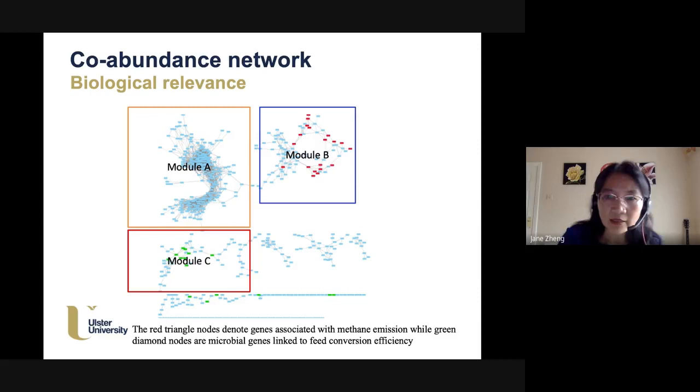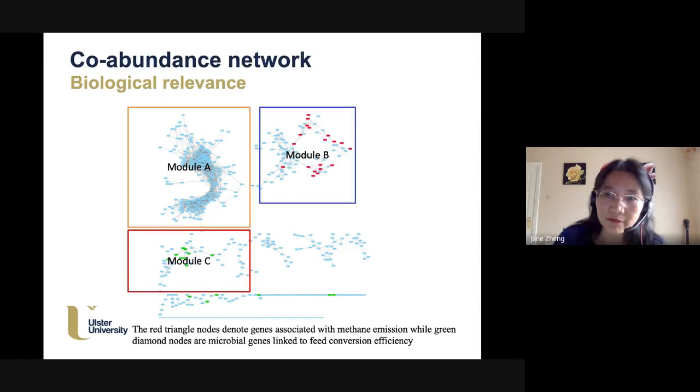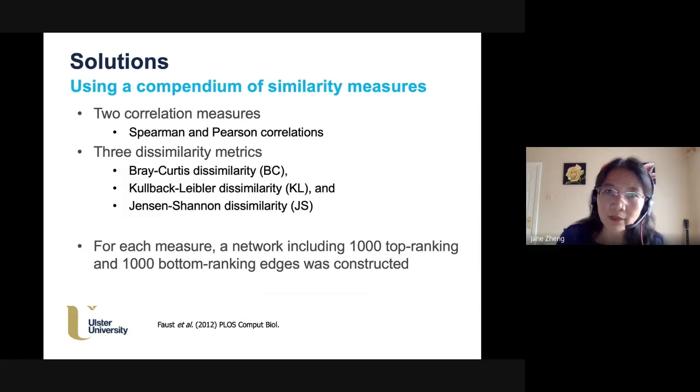Now that seems quite good, but it's not finished yet. The result was very good and we published it, but when we closely analyzed the results from a biological point of view, we found there are two issues. There's no difference between positive and negative correlation, and the compositional effects in the analysis of relative abundance data are still there. So to overcome that issue, we go back to the similarity measurement.